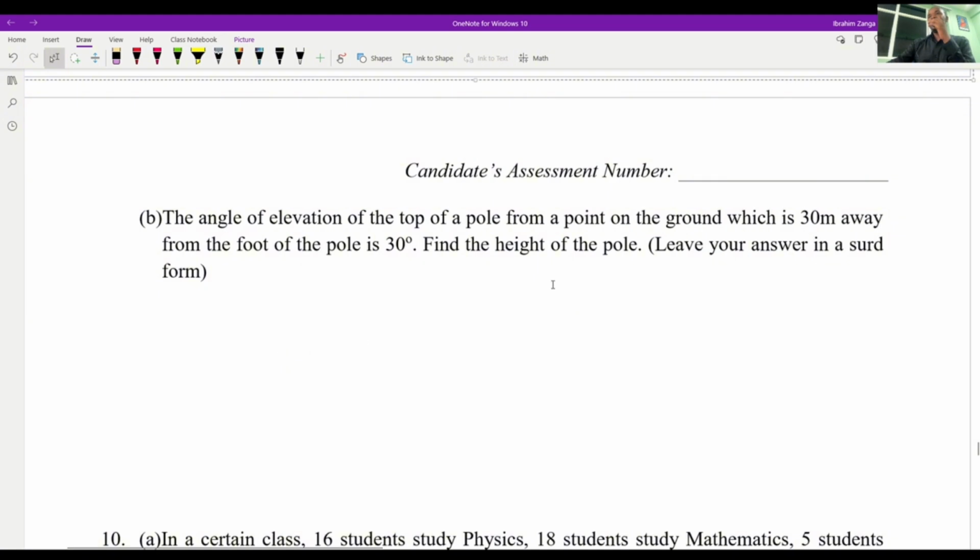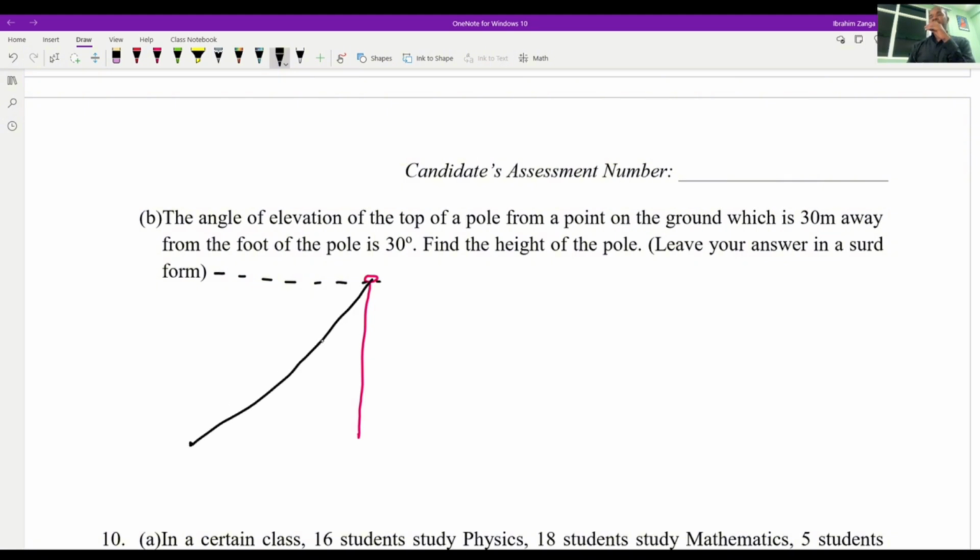Question 9B: the angle of elevation of the top of the pole from the point on the ground, which is 30 meters away from the foot of the pole, is 30 degrees. So this is going to be the pole, and the angle of elevation from the top, an apology for the rough sketch, is 30 degrees.